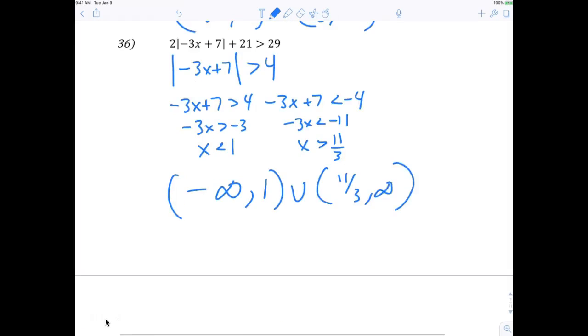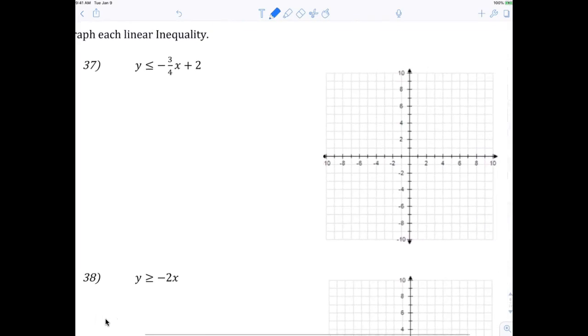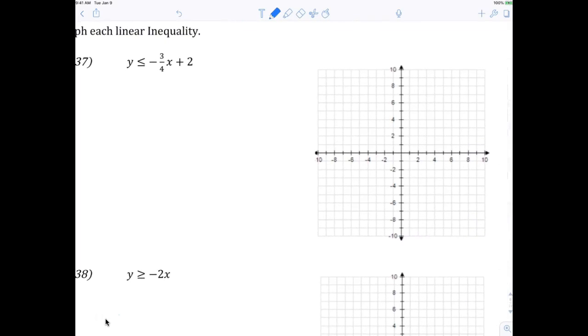All right, let's continue on now with graphing these. Everybody should be able to tell me for 37, I just go what? Up to plot a point from there, down 3 to the right 4, down 3 to the right 4. What type of line? Don't say straight. Solid.